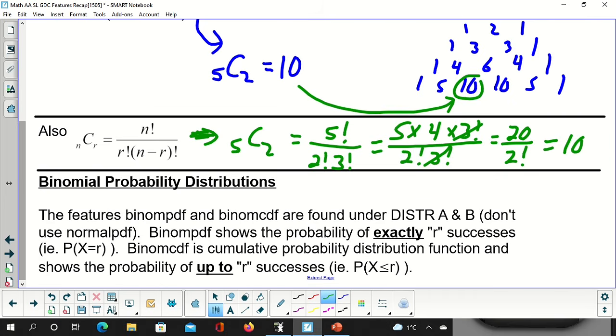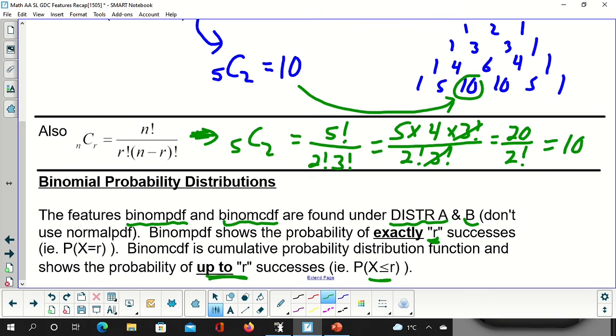Now that brings us up to binomial probability distributions. And these features are binom PDF and binom CDF. And they're found under distribution A and B. Don't use normal PDF. Binom PDF shows the probability of exactly a certain number of successes, whereas binom CDF tells us about the probability of up to r successes, or probability that x is less than or equal to r.